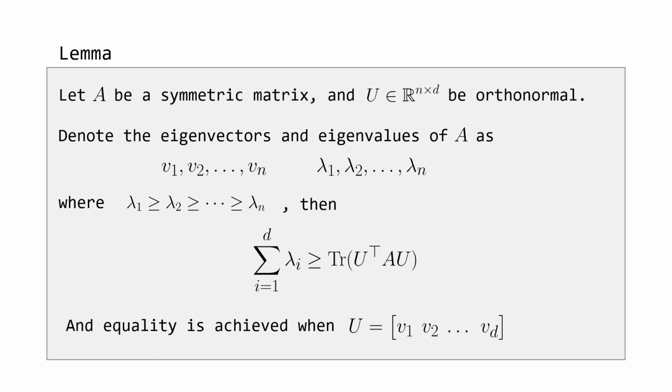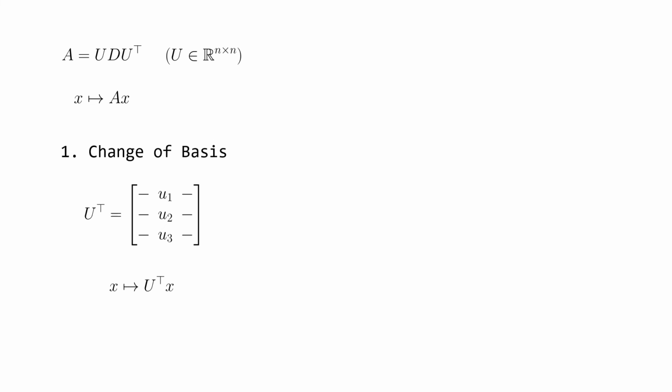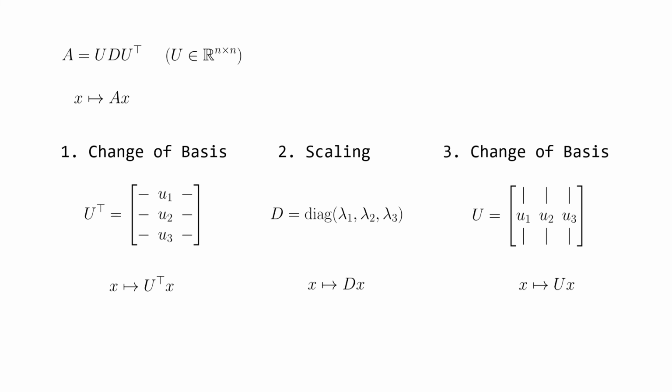A way to understand this relationship is that without the trace operation and the limitation on the size of U, we are dealing with the diagonalization of the symmetric matrix A, where we can write A equals U D U transpose, where U is an orthonormal matrix and D is the diagonal matrix of the eigenvalues of A. Using our intuition on diagonalization, we are trying to decompose the linear transformation A of x into 3 steps. First, we perform a change of basis of the vector x to decompose it in terms of eigenvectors of A. Next, we scale each coordinate proportional to the eigenvalues of A. At last, we recover our vector x in our original space by performing the inverse change of basis.